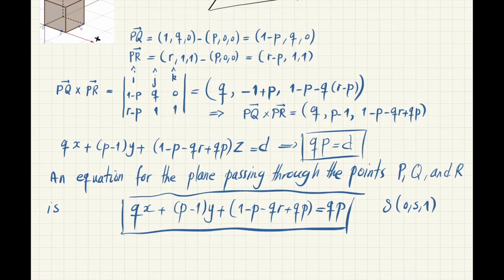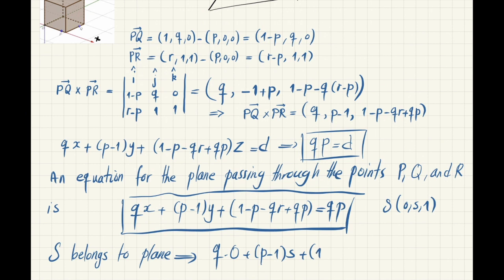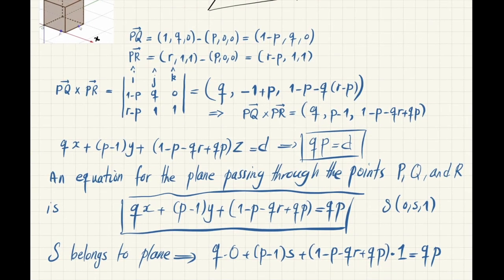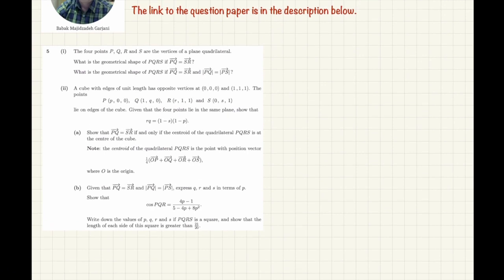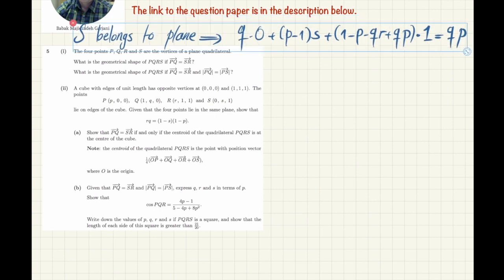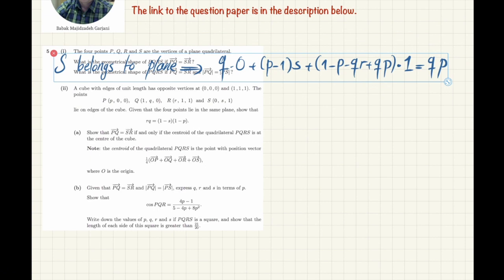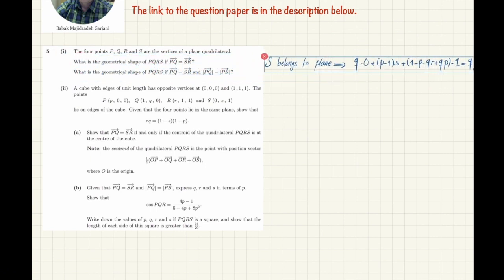Okay, so this should satisfy here. So okay, what happens? Instead of X, I put 0. So let me write this in a proper way. So I would say S belongs to the plane. So this implies that Q times 0 plus P minus 1 times S plus 1 minus P minus QR plus QP times 1 is equal to QP. Okay, so if you don't mind, let me take this one with me to the next page. Oh, let me see, can I fit it here? Yes, I think we can have it here. That's not a big deal. Okay, we can make it smaller a little bit, even smaller.